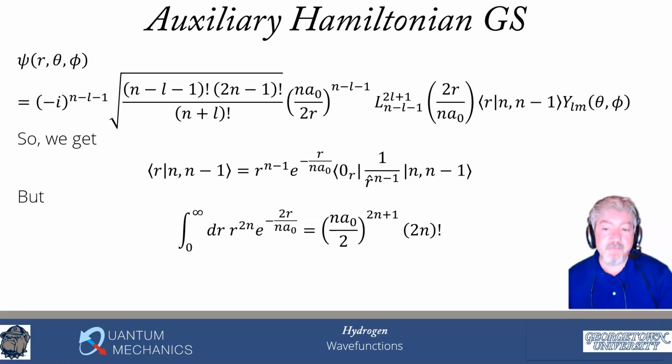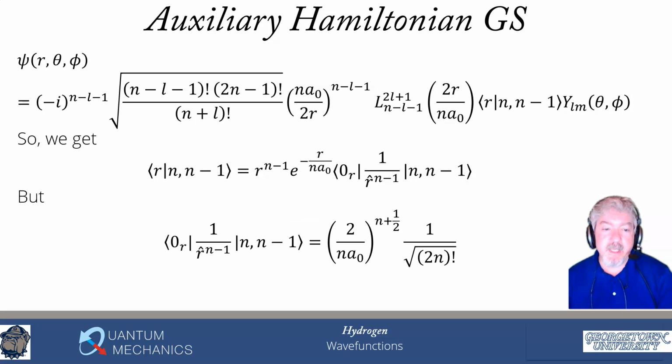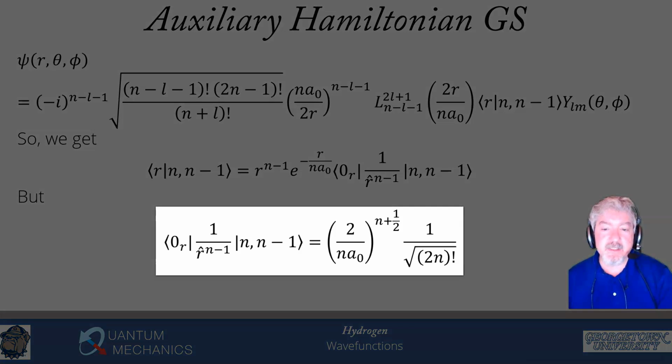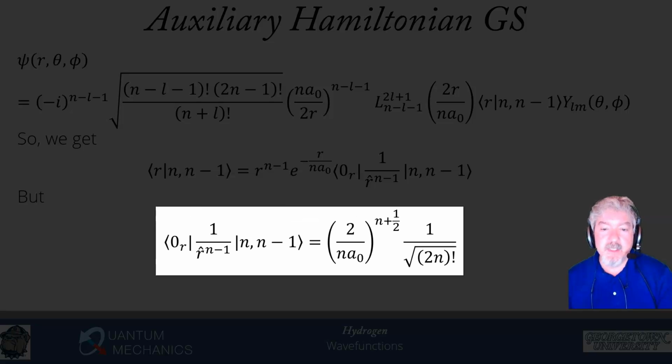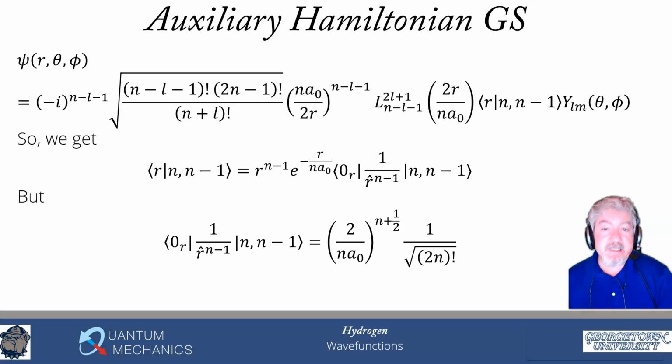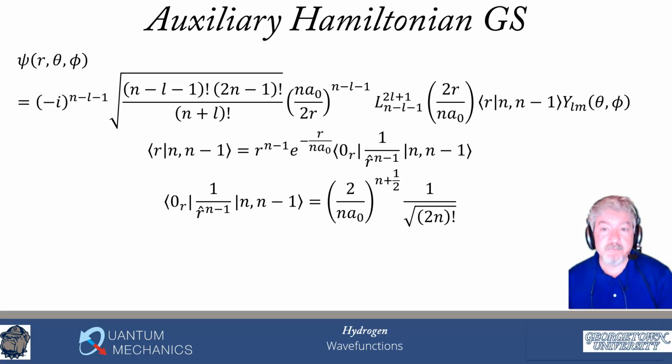And this object multiplied by the square of the normalization constant must equal 1. And so we immediately get that this normalization constant is 1 over the square root of that term. So I take 1 over the square root of this term. So you see I get a 2 over na0 to the n plus a half, and I get a 1 over square root of 2n factorial. So that's the last thing that I need to multiply. We need to multiply our expression by r to the n minus 1, e to the minus r over na0, and then this constant 2 over na0, n plus a half, 1 over the square root of 2n factorial, and that will give us the wave function. All right?